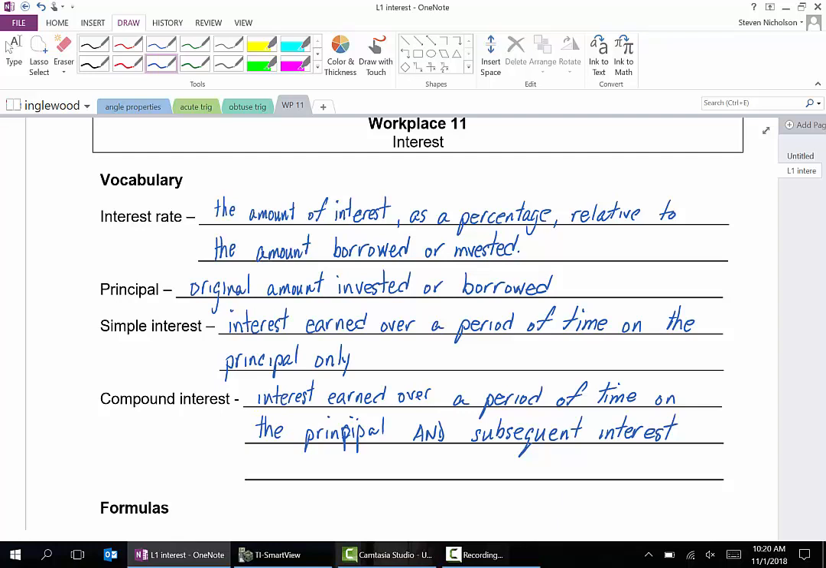And it's not really realistic anymore, but it's still used sometimes. But compound interest is the one that's usually used the most. Compound interest is the interest earned over a period of time on the principal and the subsequent interest. It's like interest on interest. Think of a snowball rolling, and every time the snowball makes a revolution, it picks up more snow, and it gets bigger and bigger and bigger and bigger.